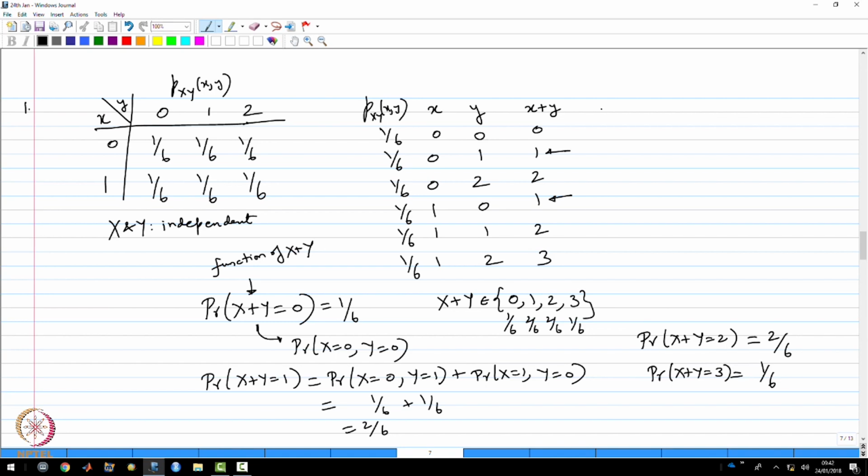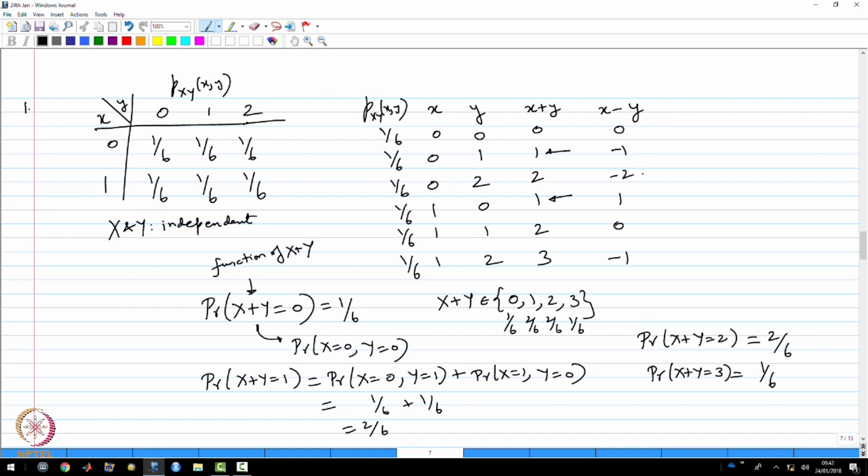Now suppose somebody asks you to find x minus y. You can just keep continuing on this table. So what is x minus y here? Minus 1, minus 2, 1, 0, minus 1. And then you ask the same question: what's the probability that x minus y is 0? You simply add these two, you will get 2 by 6. What's the probability that x minus y is minus 1? You will get 1 by 6 plus 1 by 6, again 2 by 6. What's the probability that x minus y is 1? 1 by 6. What's the probability that x minus y is minus 2? Again 1 by 6.